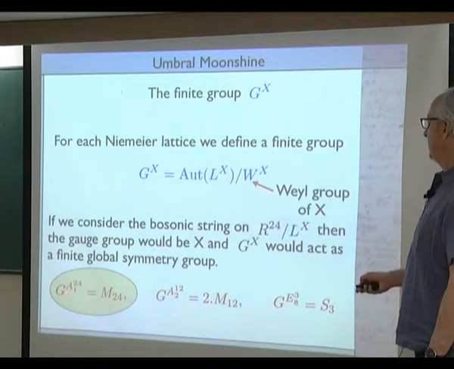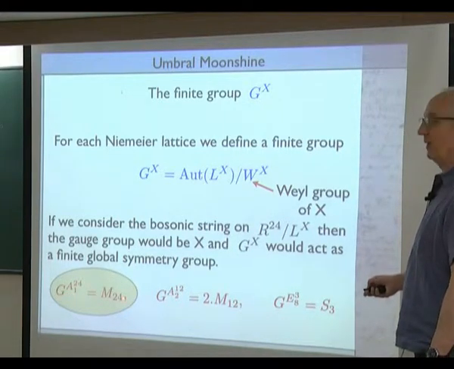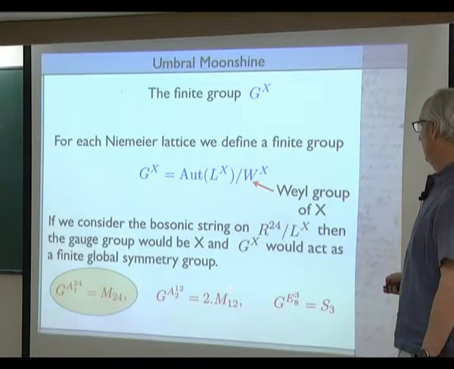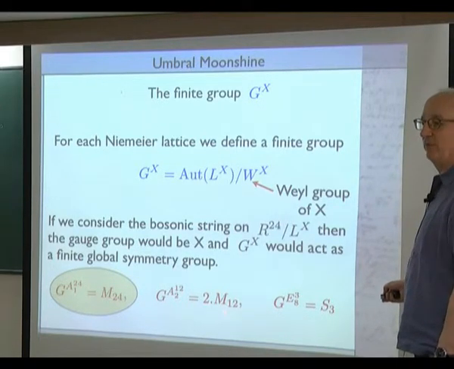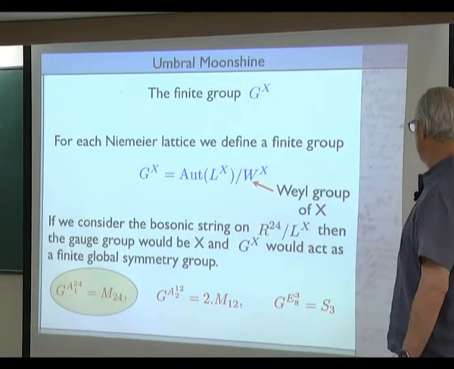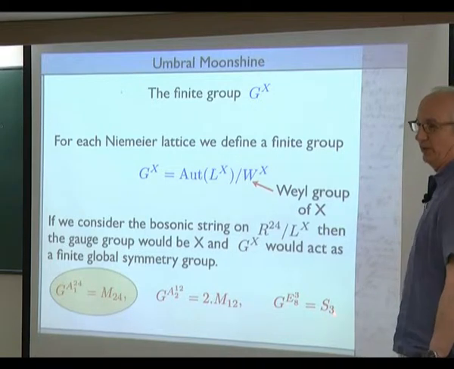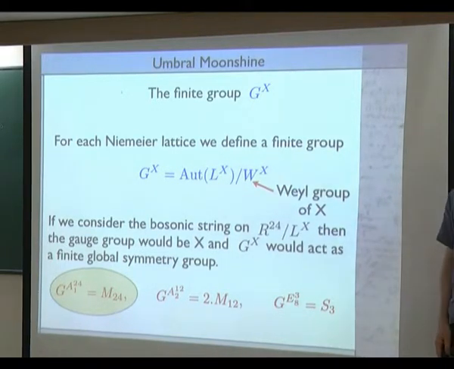So for the A1 to the 24th Niemeyer lattice, this group is M24. For the A2 to the 12th lattice, this group is 2.M12, which was the group that I discussed in the very first example. For E8 cubed, it's a group S3. And you can find in our paper a list of what these groups are for all of the other 23 Niemeyer lattices.